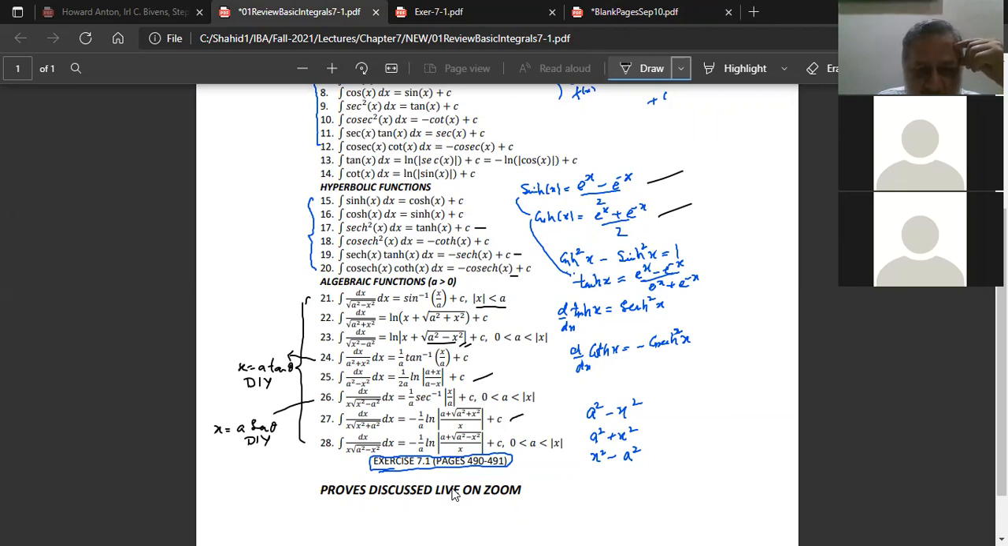Similarly, we can approach this, and we can approach this. 25, 27, and 28. You select one of them, and we go trying to prove this. 25, 27, 28. For 24 and 26, I have already given you a hint to do them yourself. Select one from 25, 27, and 28.